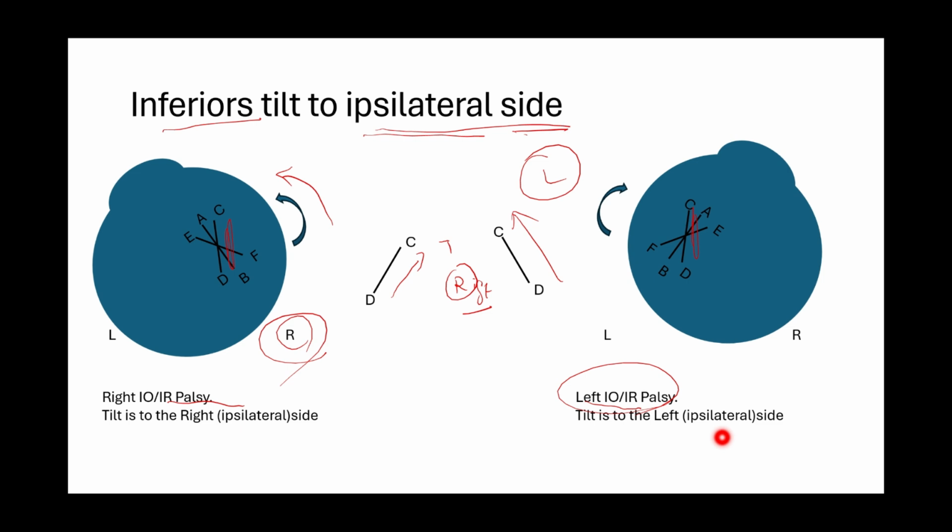So what have we learned? If there is a superior palsy, or superior oblique or superior rectus palsy, it causes tilt towards the sound side, and if it is an inferior muscle palsy, it causes tilt of the images to the ipsilateral side.